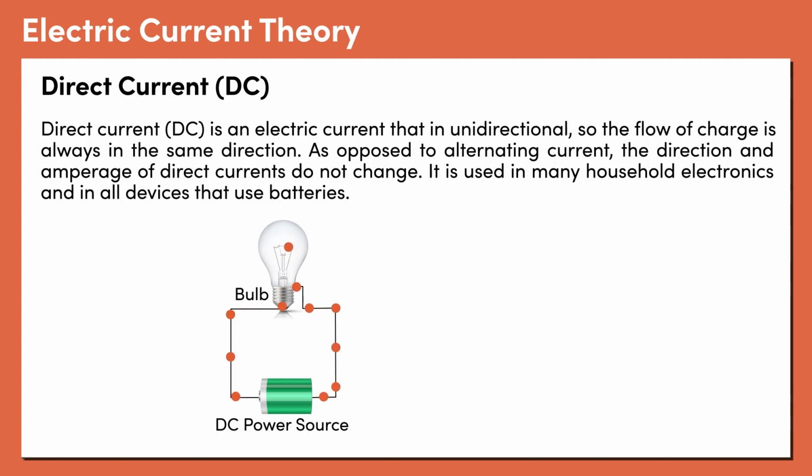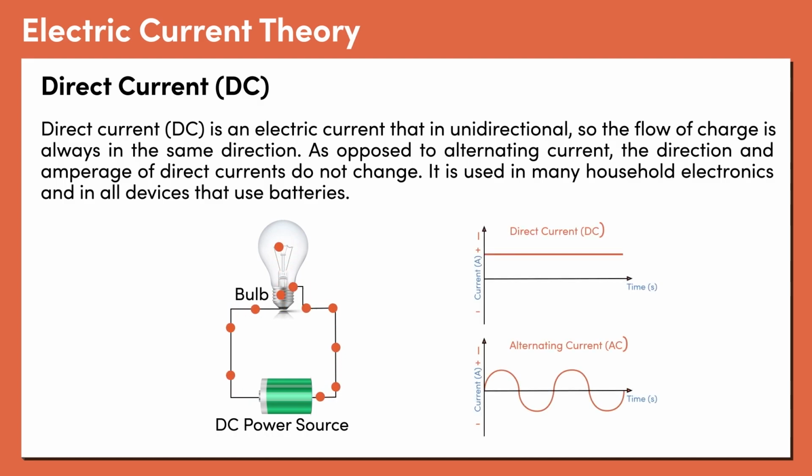As DC flows only in one direction, a waveform of direct current is shown in the image on the right-hand side of your screen with a waveform of an alternating current below it for comparison.